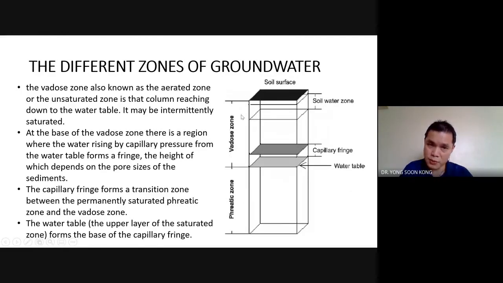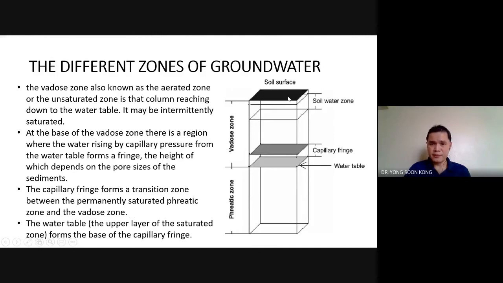Now, what about Weathered zone? Weathered zone, what is the definition? Okay, it's defined as the aerated zone or the unsaturated zone, that column reaching down to the water table. It may be intermittently saturated. Saturated means filled with water. So this zone is called Weathered zone. Most likely it is filled with air. But due to rainfall or the rise of water table, it might fill this Weathered zone.